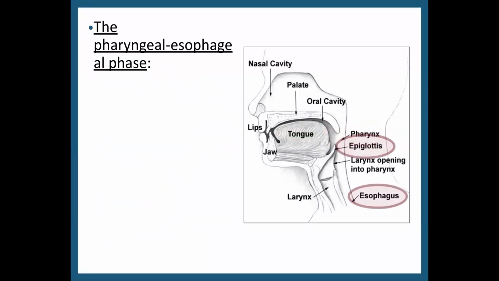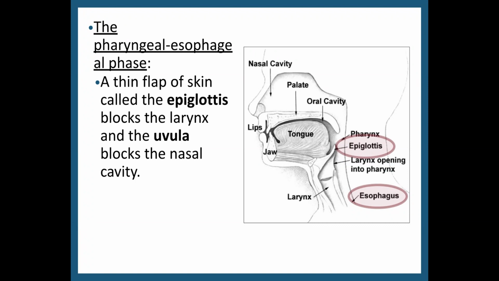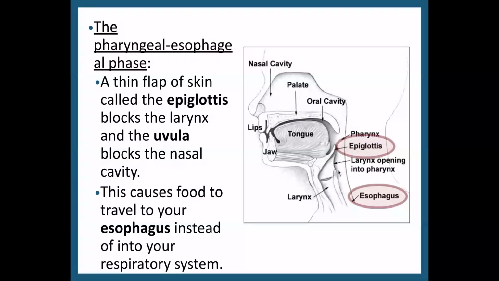Next comes the pharyngeal esophageal phase. So there's a thin flap of skin called the epiglottis that blocks the larynx, and the uvula blocks the nasal cavity, like I mentioned a moment ago. So here's that little flap that's going to block the opening to the larynx. This causes food to travel to your esophagus, so down this tube, instead of into your respiratory system.